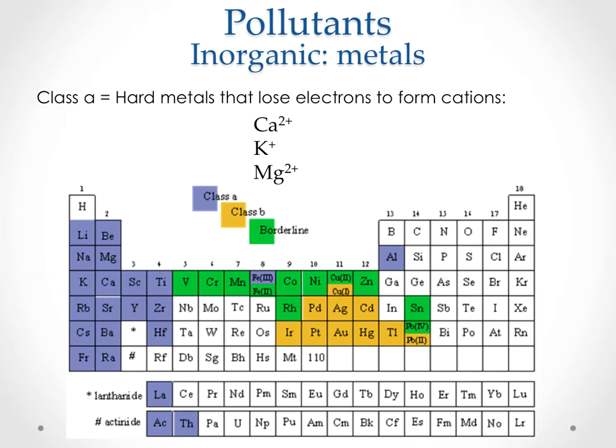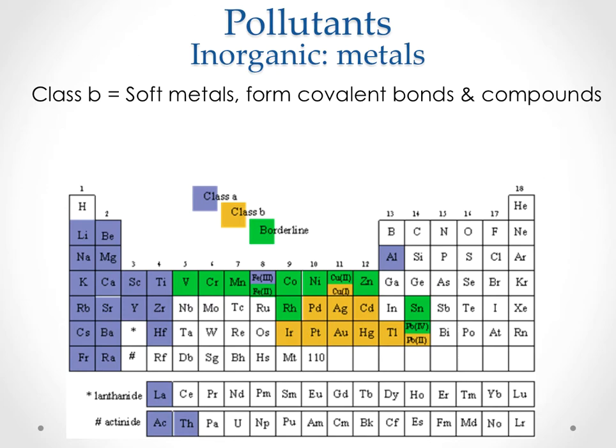So Class A are hard metals that lose electrons to form cations. These are probably things that you've seen before, particularly if you've had a soils class. Calcium right here, potassium here, and magnesium here. They all form cations and kind of attach themselves to soil. We'll talk about that later. So they can also form salts with anions. That's their main form.